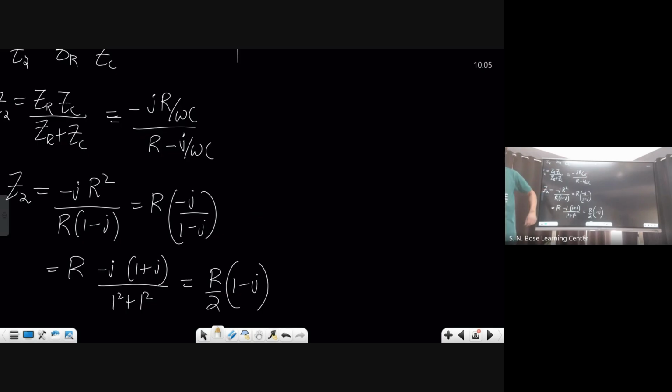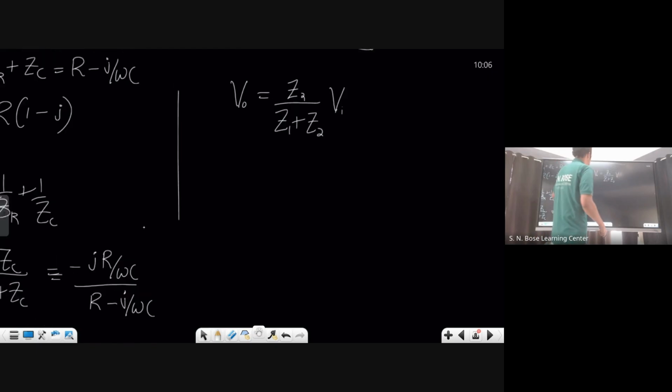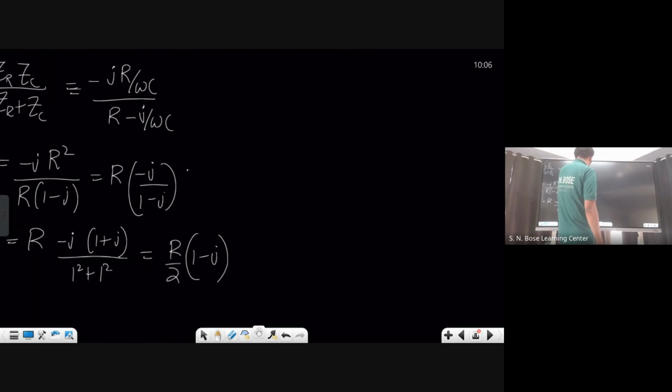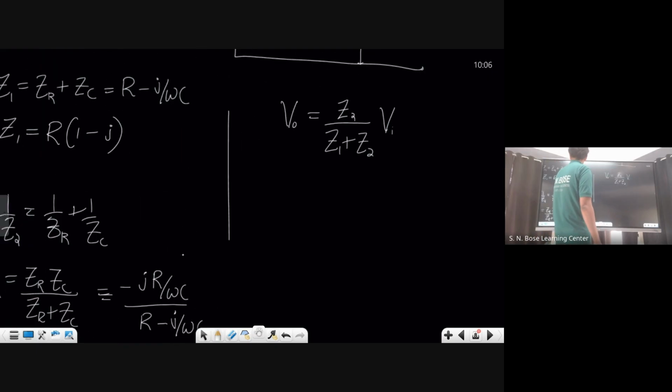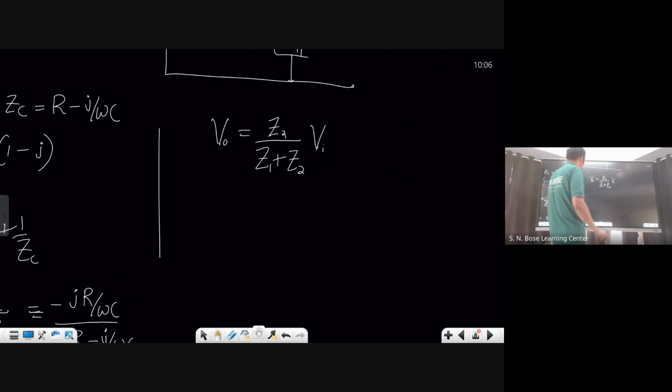I made those complex numbers simpler so that I can quickly do the complex algebra. Is that right? Fine. So check the algebra, I'm doing it quickly. Z2 is R by 2 into 1 minus J. Z1 is R into 1 minus J. Fine. V naught, Z2 is R by 2 into 1 minus J.